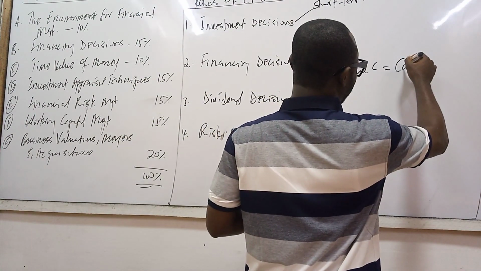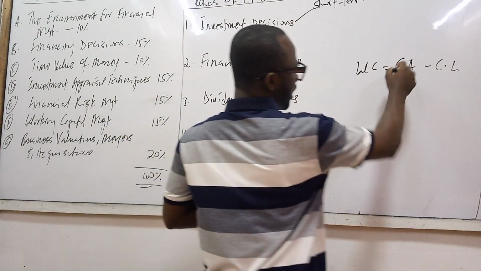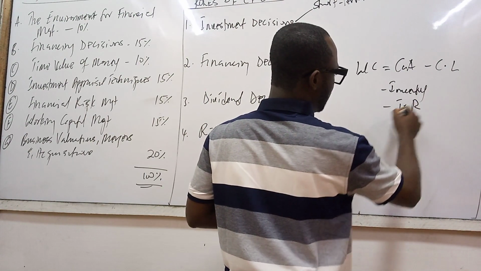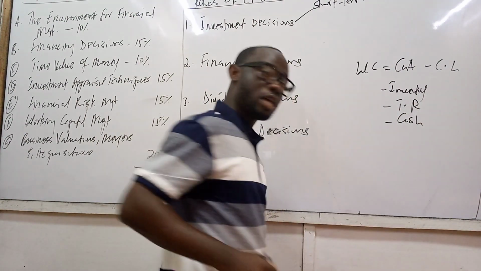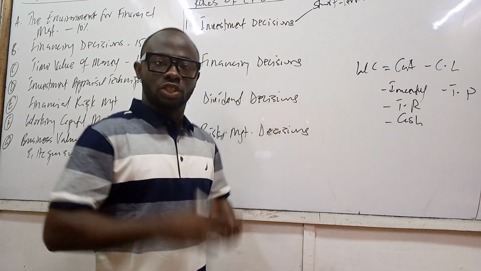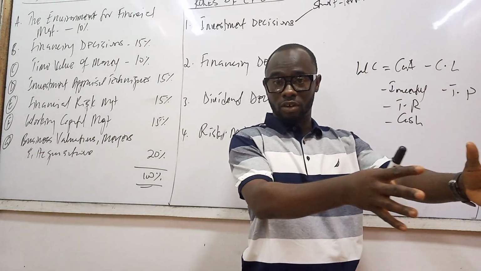So working capital has to do with what? Your current assets, CA minus CL, current liability. So current assets has to do with what? Inventory, trade receivables, and then cash. Your current liability has to do with what? Trade payable. So how much money do we have to keep in the day-to-day running of the organization?